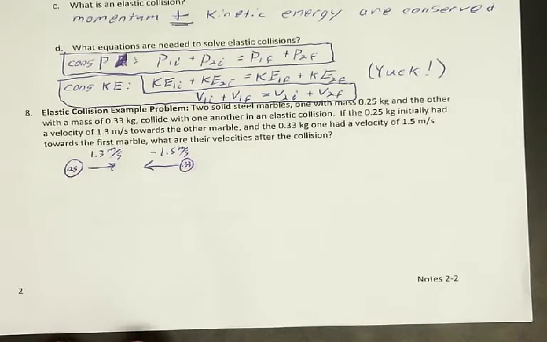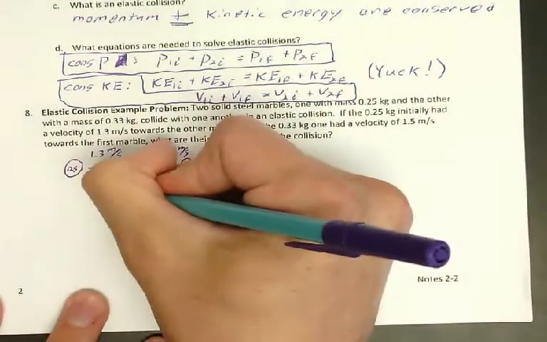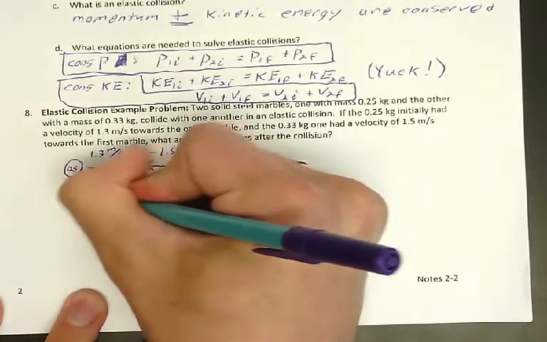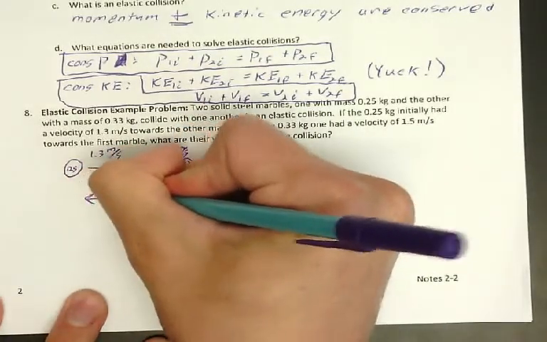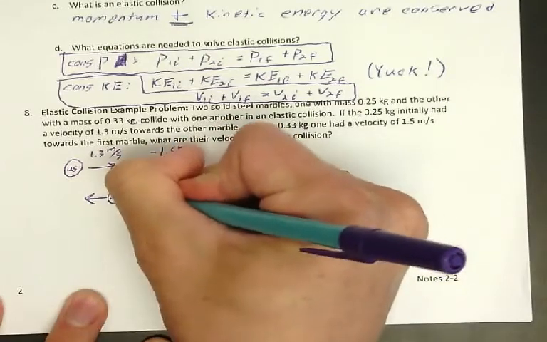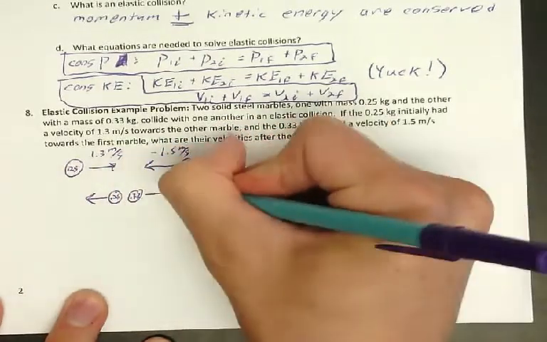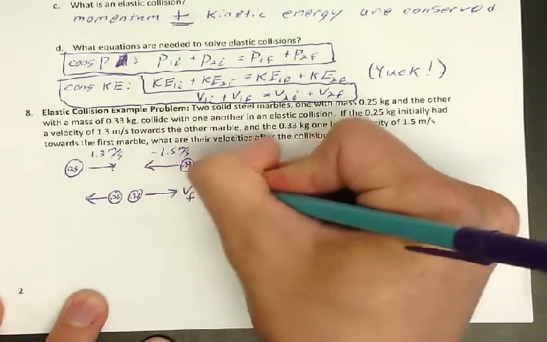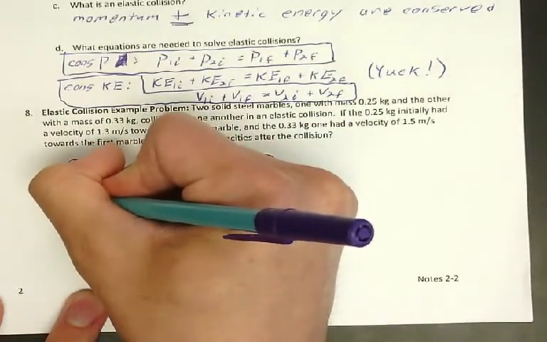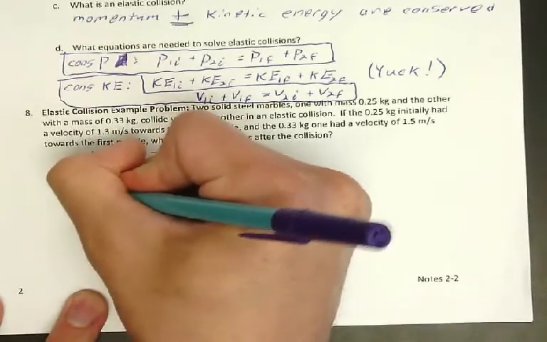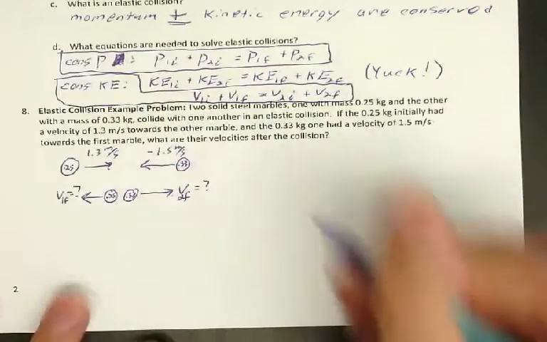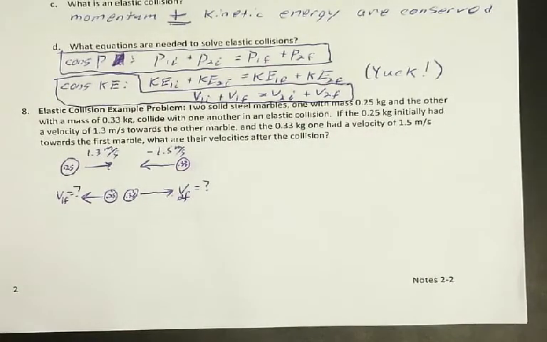And then it says, what are their velocities after the collision? So after they collide, we can assume they're going to bounce off each other, but we don't know how fast either of them are. Since they are elastic, you're going to have two final velocities, hence why we have two equations.